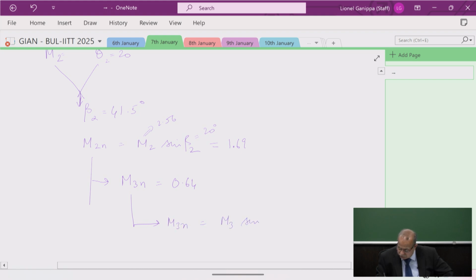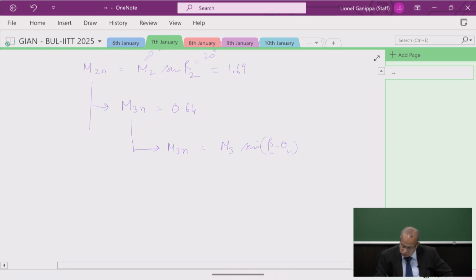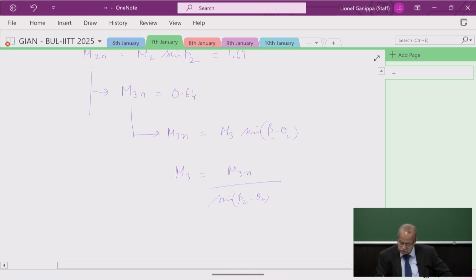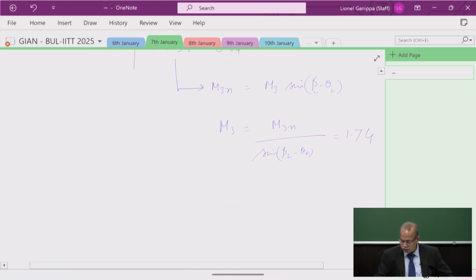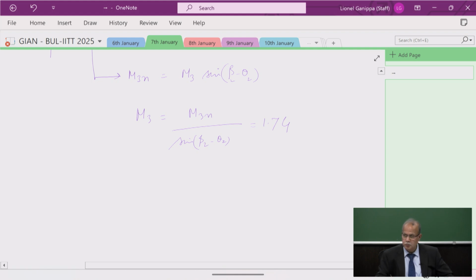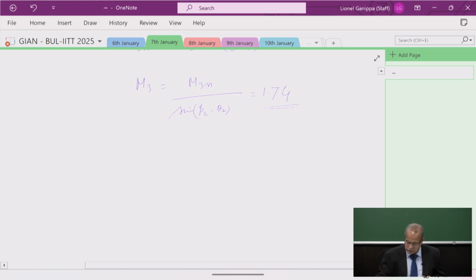M3n is equal to M3 sine beta 2 minus theta 2. So from this, M3 is equal to M3n by sine beta 2 minus theta 2. What is the value for M3? 1.774. So now you can see that we are able to decelerate the flow all the way from 4 to 1.4 by using a train of shocks. Yes, so with two shocks.